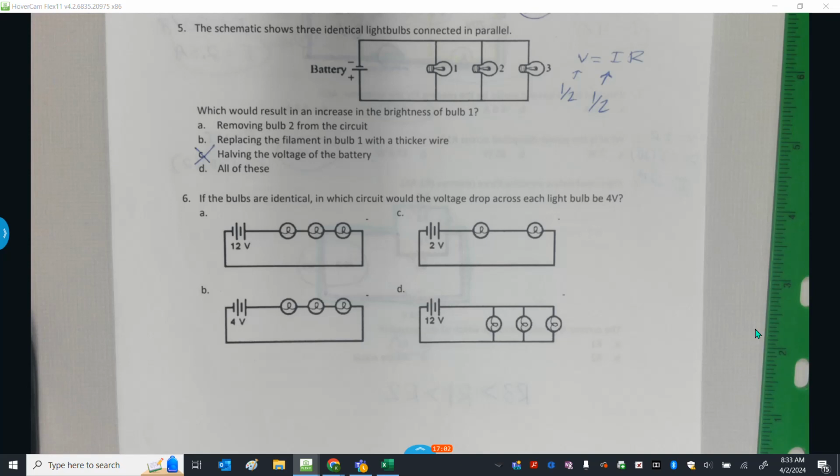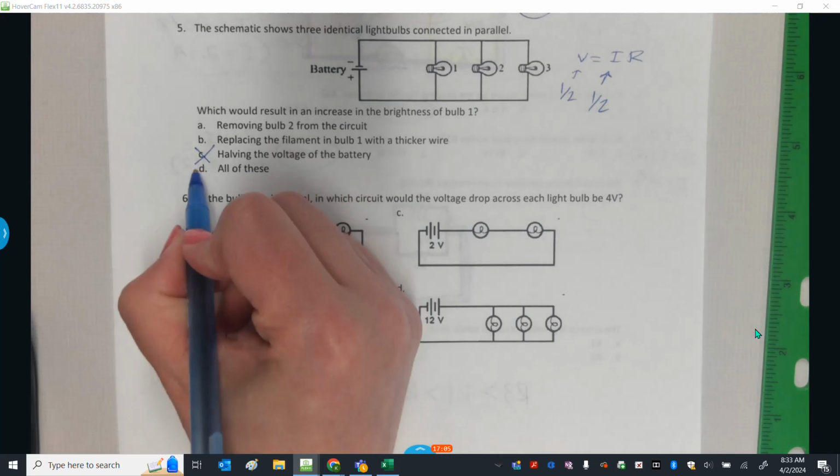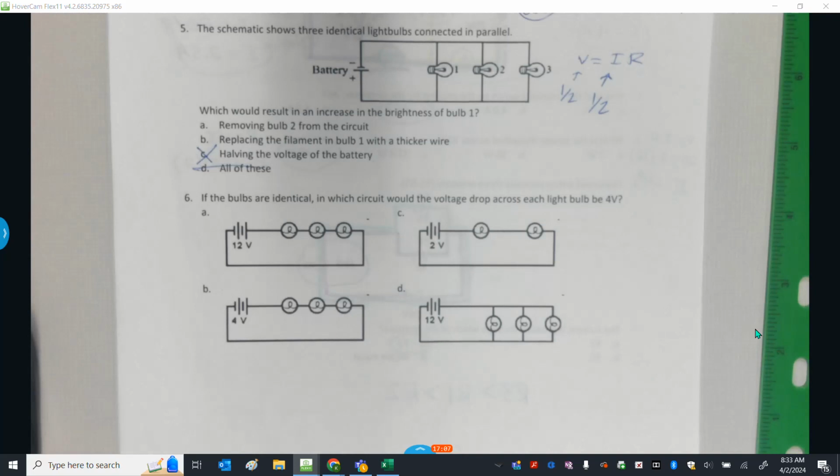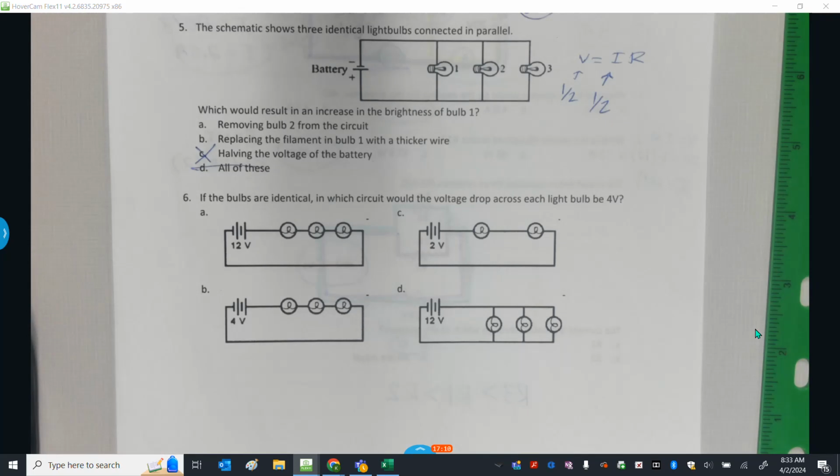By the way, because I know C is incorrect, that means it can't be D either. It can't be all of these if C is wrong, which means I already have eliminated it, and I have a 50-50 shot now between A and B. Okay, A, looking at it to begin with, I'm like, A is a little bit tricky. I'm not entirely sure, so let's focus on B first. B says, replacing the filament in bulb 1 with a thicker wire. We talked about factors that affect the resistance in a circuit, and thickness was one of them.